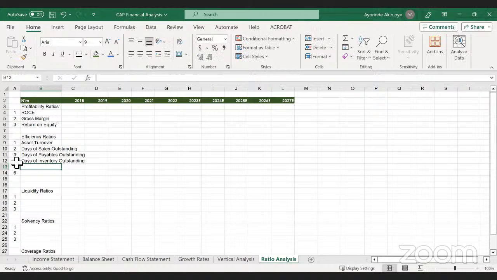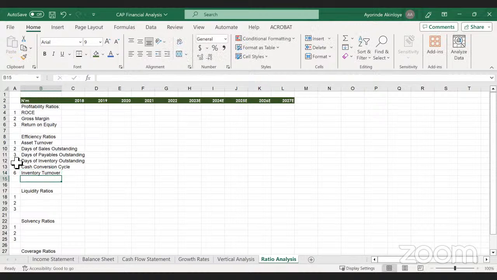Then we'll do the cash conversion cycle.